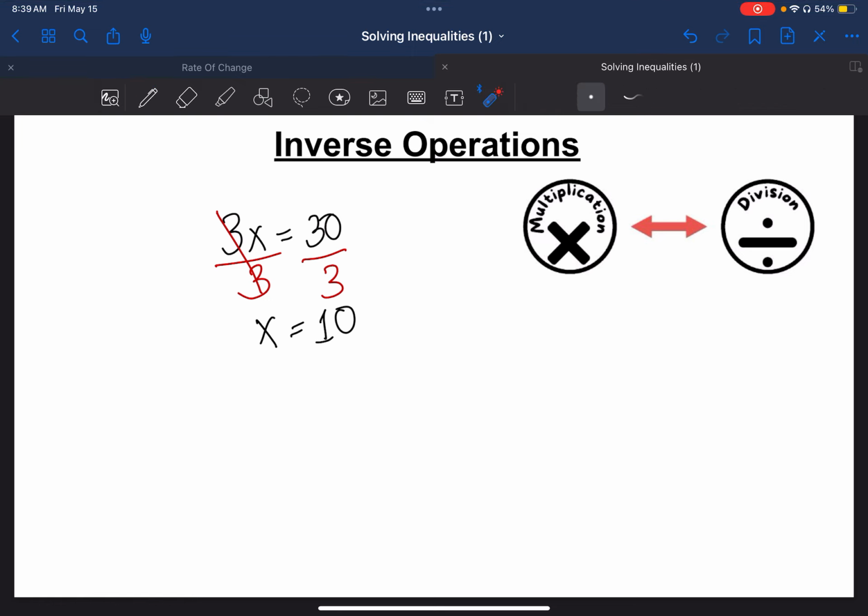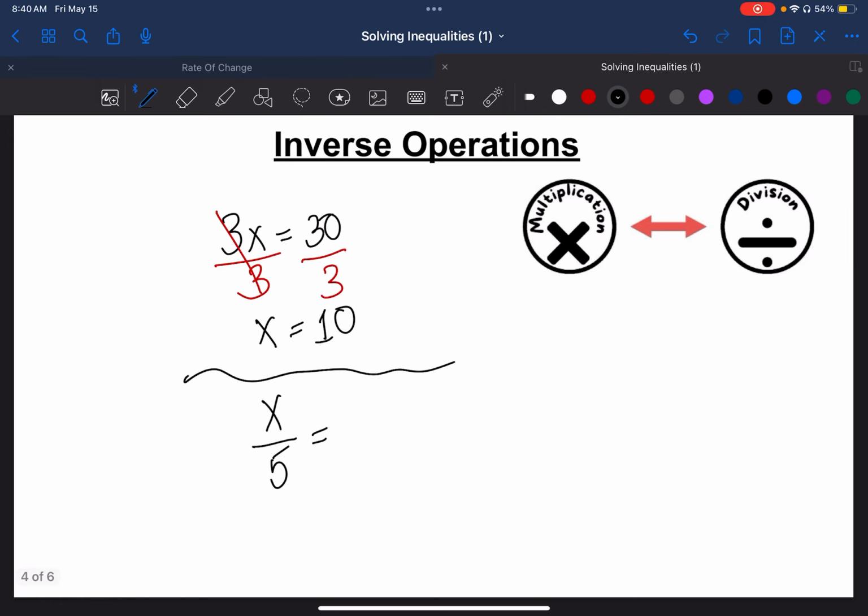Now, the next part is really important, especially for today's lesson. Division is undone by multiplication. So if you have something like x divided by 5 equals 20, this whole idea of a fraction means that division is going on. So to undo this fraction, we have to multiply by the denominator, in this case 5. So we multiply here by 5, and to keep balance, we have to multiply the other side by 5 also.